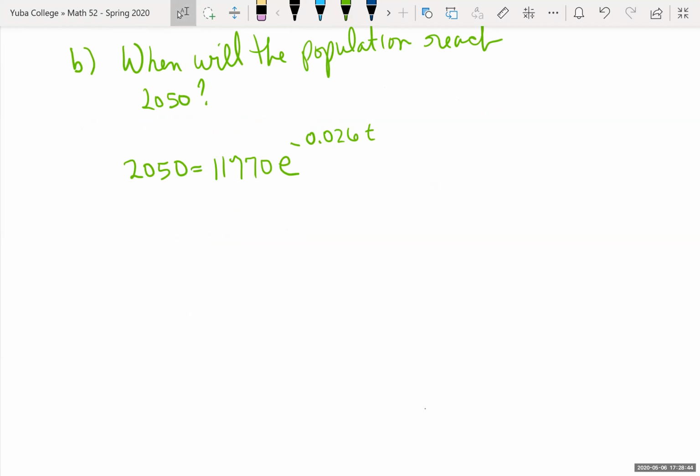Okay, so solving exponential equations, you want to get the exponential piece, the piece that has the base raised to the power with the variable exponent, by itself. So we don't want that 11,770 multiplied to that e. And so we're going to need to divide both sides by that 11,770.